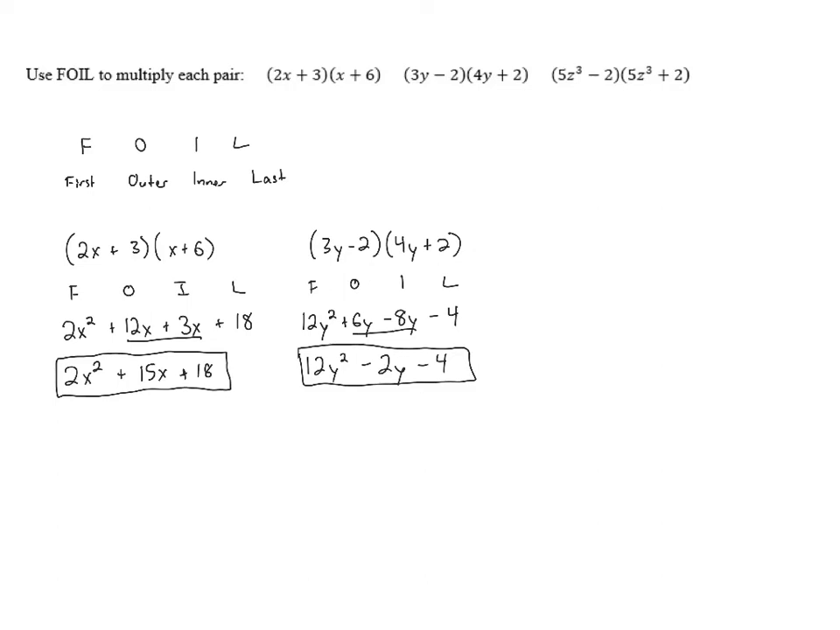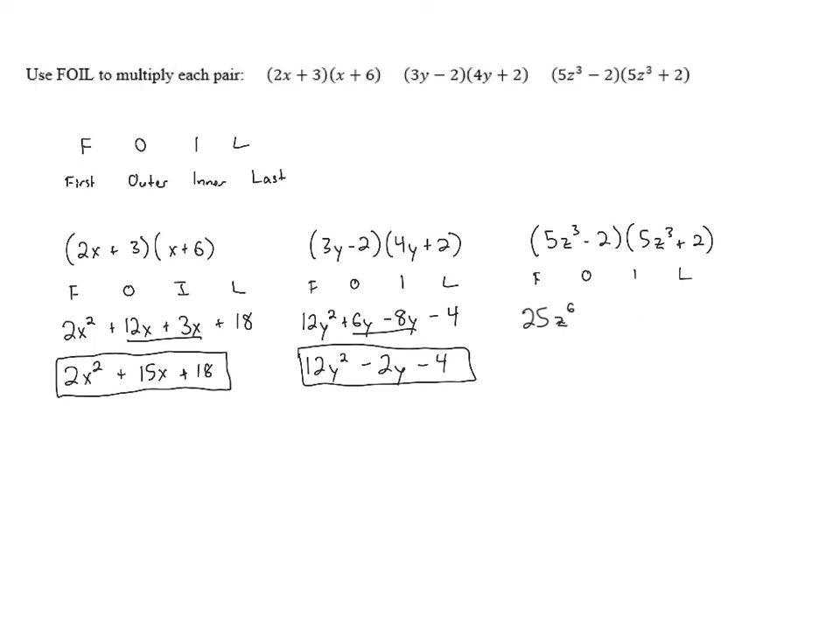And then lastly, we've got one more set of binomials to be FOILed. 5z cubed minus 2 times 5z cubed plus 2. We're going to FOIL it out again. When we multiply the first terms, that's going to be 5z cubed times 5z cubed. Well, 5 times 5 is 25, and z cubed times z cubed is z to the 6th. So we've got 25z to the 6th.